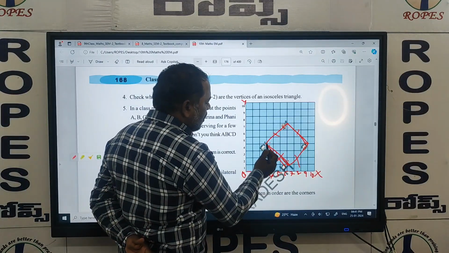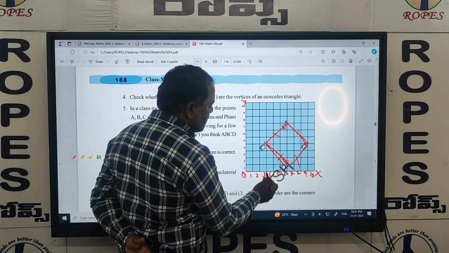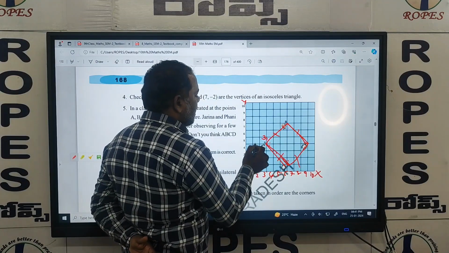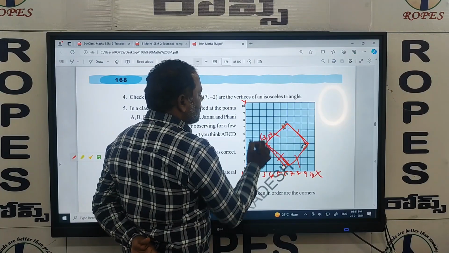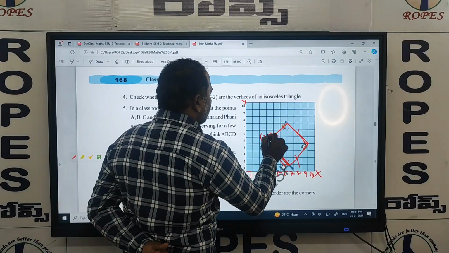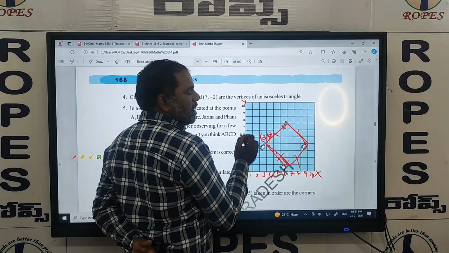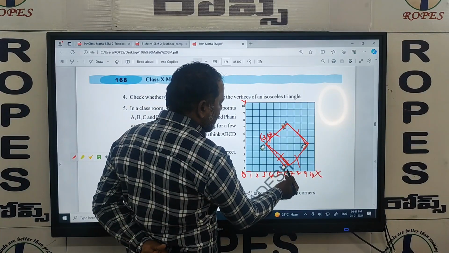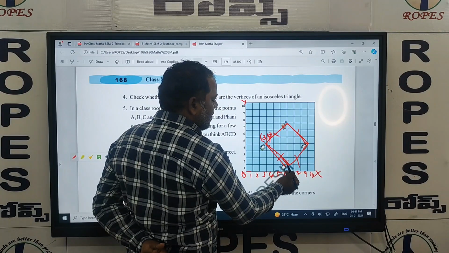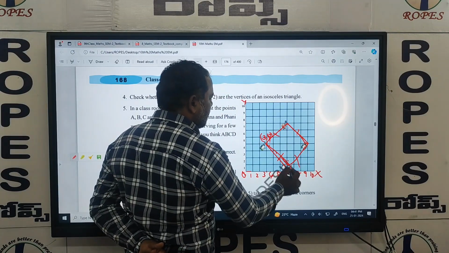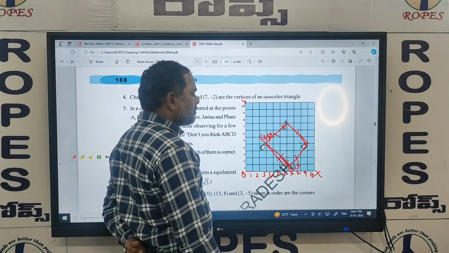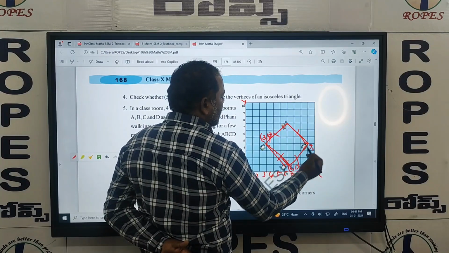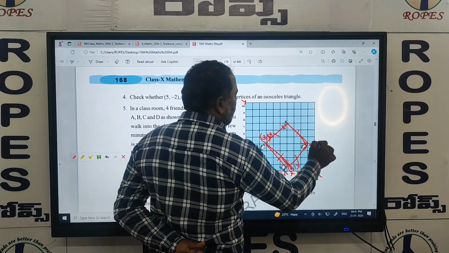So what is point A? This is first, second, third, so on x it is 3 and on y it is 5. So point A is 5, not 4. Point A is 3, 4. And what is point D? Point D is here at 6 comma 1. And go to point C. Point C is 9 on the x-axis and 4 on the y-axis.